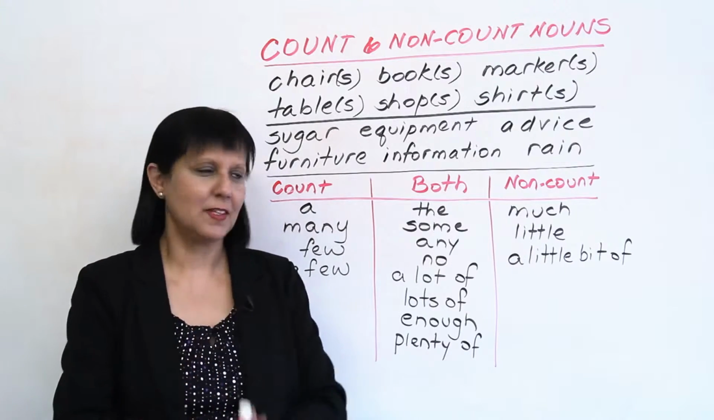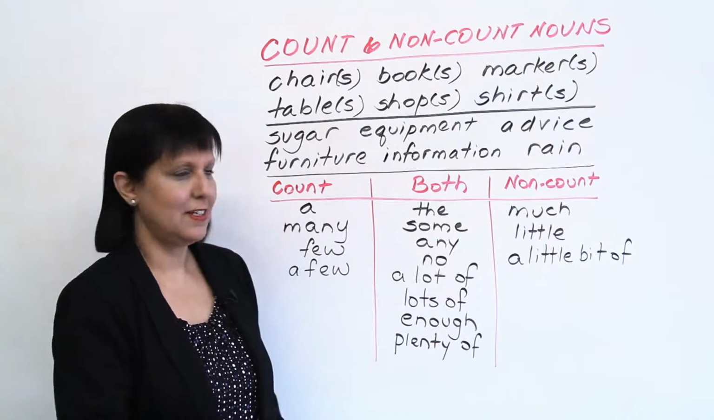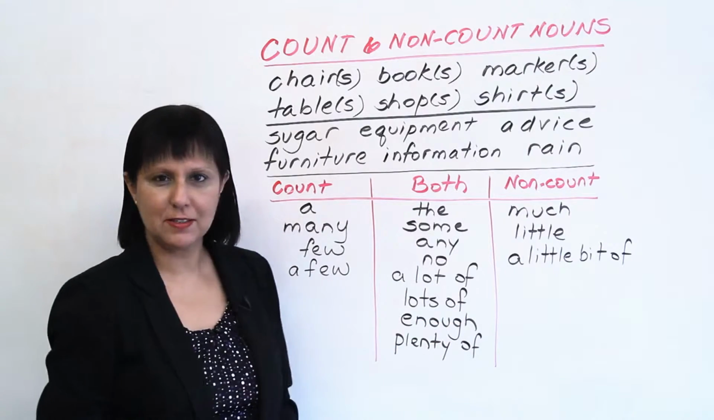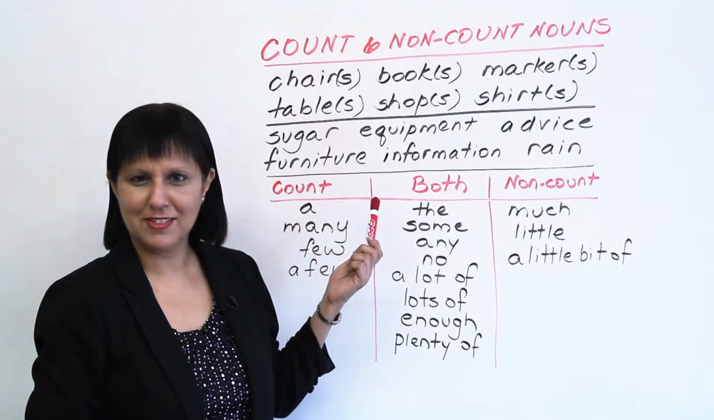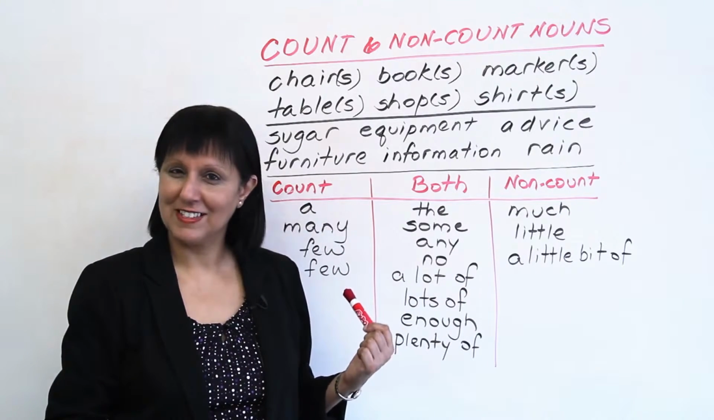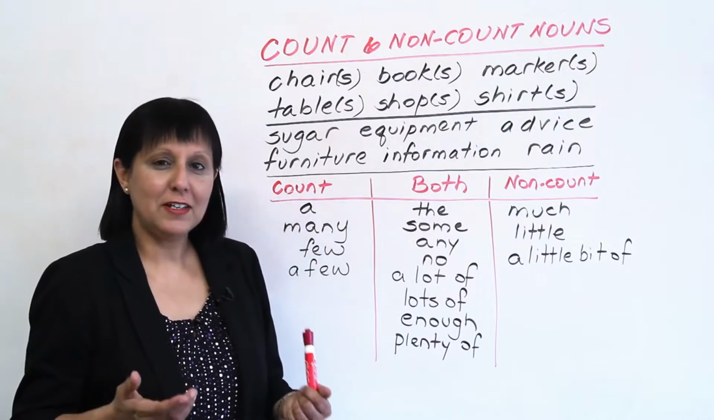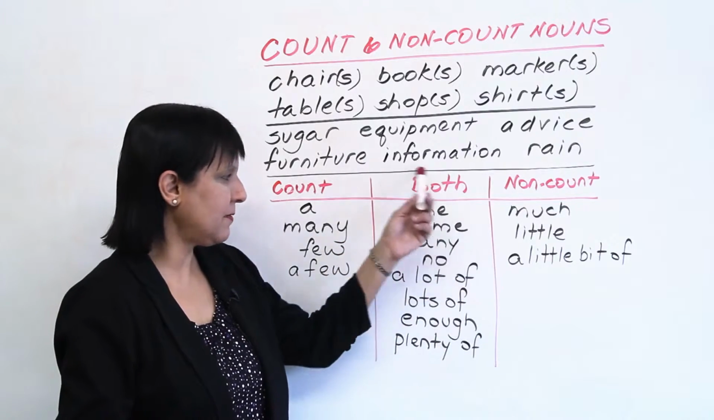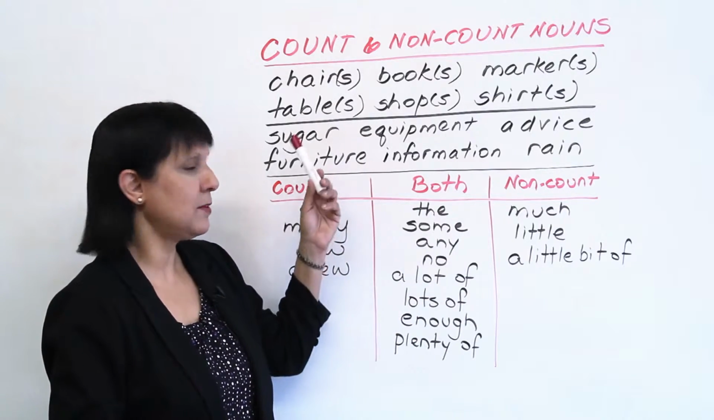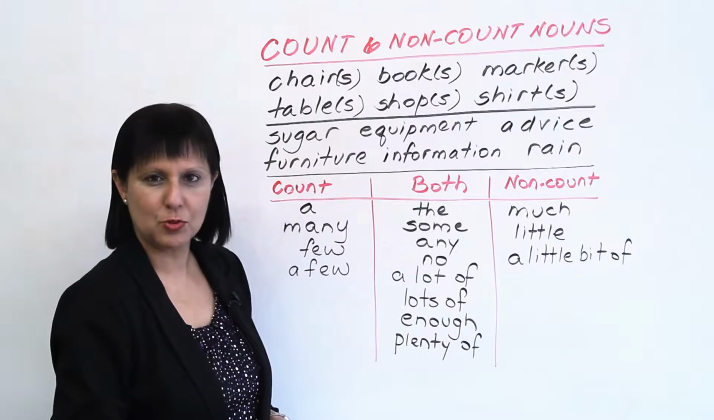So here's the trick. The trick is you don't have to use this or this. If you use anything from this column, you could actually use them for the countable nouns and the uncountable nouns, and you will be grammatically perfect. So if you're not 100% sure, what can you do? Be safe. Use something from here, and it works for the countable nouns and the uncountable nouns. Let's see what those words are.